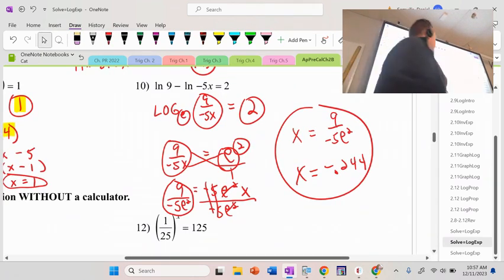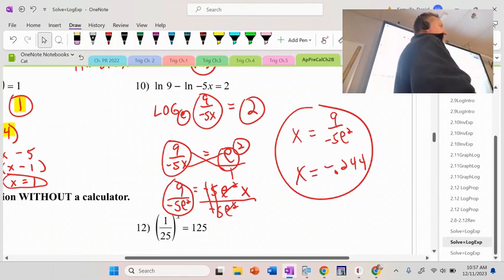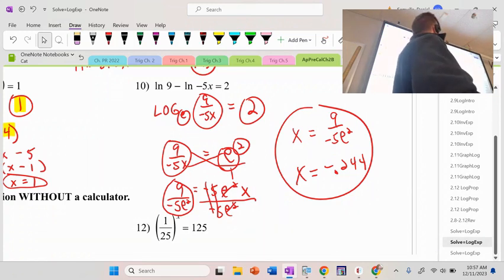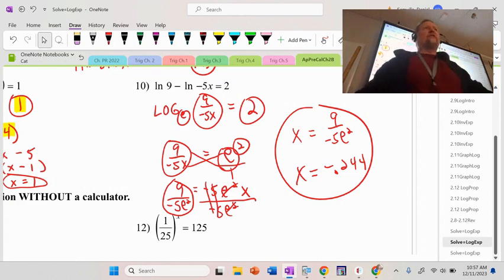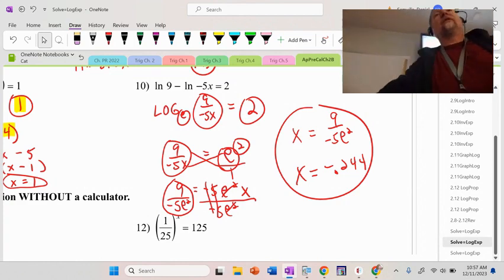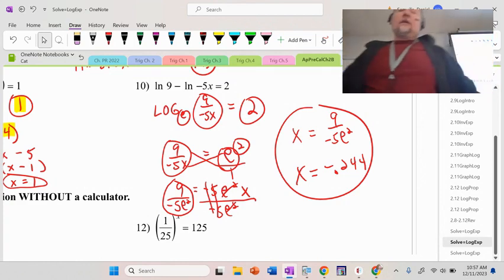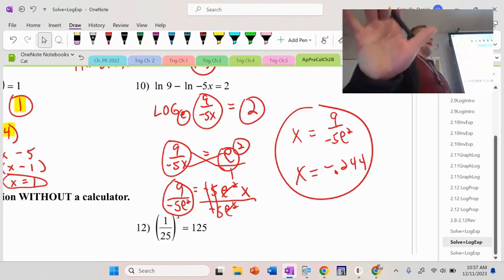But hey, what's a negative times a negative? So you'll have a positive in there. So it's checked. That's all you have to do when you have to check the answers to make sure they're not extraneous. Okay? All right, so I don't think this was bad.